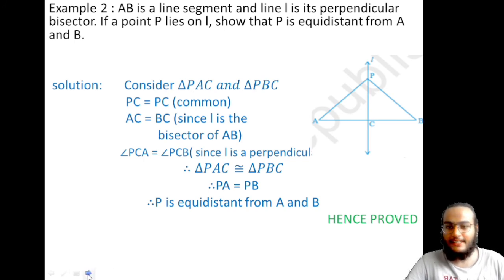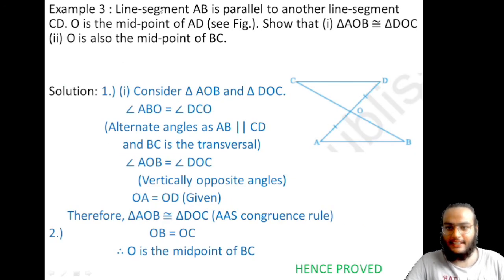Let us move on to the next example, example 3 given in the NCERT. It says, line segment AB is parallel to another line segment CD. O is the midpoint of AD, as in the figure. Now show that triangle AOB should be congruent to triangle DOC and O is also the midpoint of BC. So let us first prove that these two triangles are congruent. So consider triangle AOB and triangle DOC.